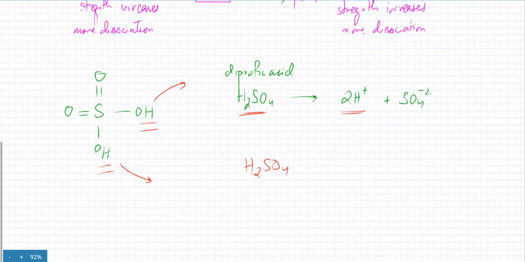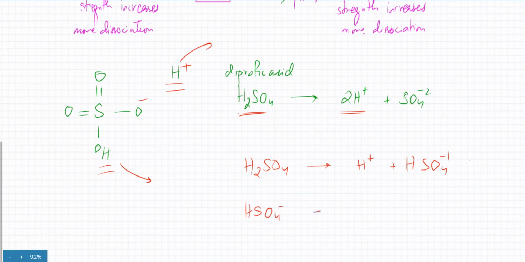H2SO4 goes and releases one of the H+ ions, and let's say this H+ over here has been removed, and an HSO4- ion is formed. And in the next step, the HSO4- ion releases another H+ ion, and it produces SO4 2-.